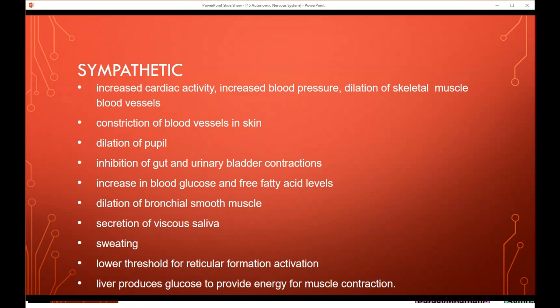We're going to start to see more sweating. We're also going to see a lower threshold for reticular formation activation that has to do with our kidneys. And then our liver is going to produce more glucose because we need more energy for our muscle contraction, out of the glycogen that we stored there in our liver.